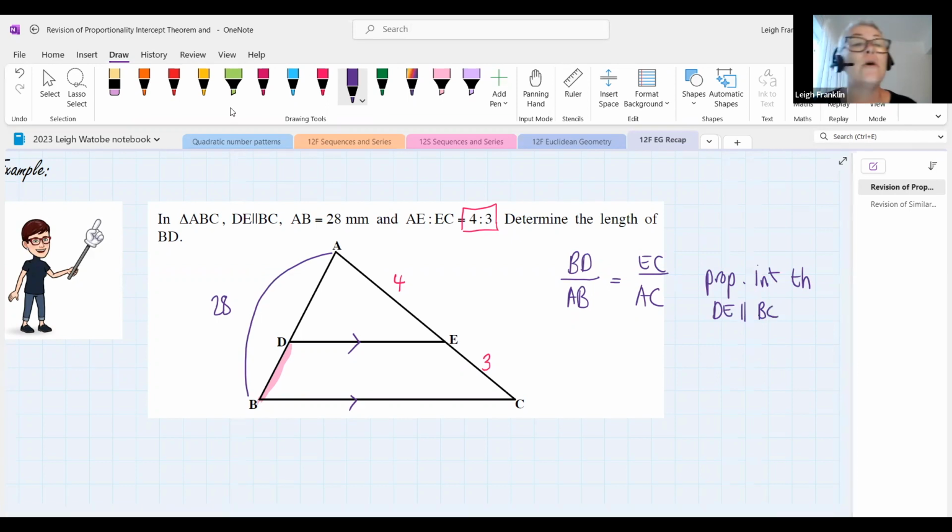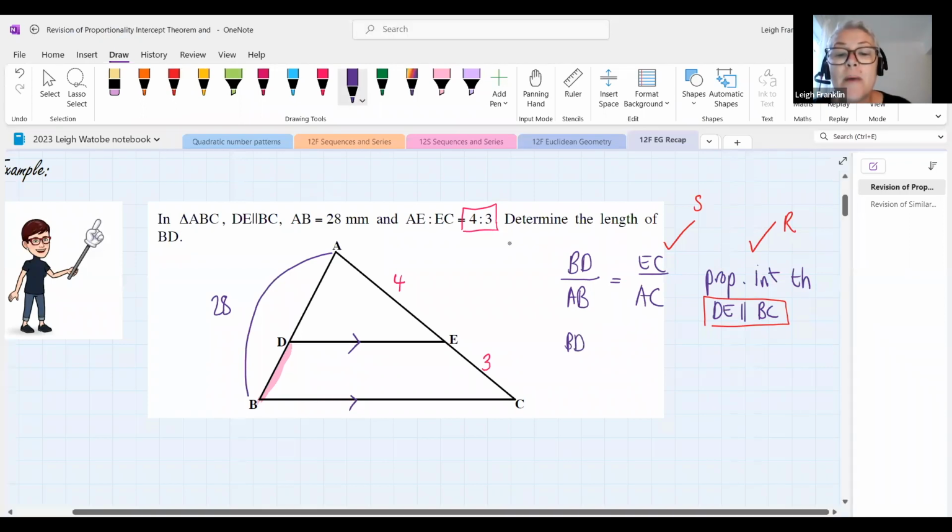If they are being kind and decide to give you a statement mark and then a reason mark, and these parallel lines are not here, that reason mark is lost. We want as many marks as we possibly can. So now we can go ahead and substitute.